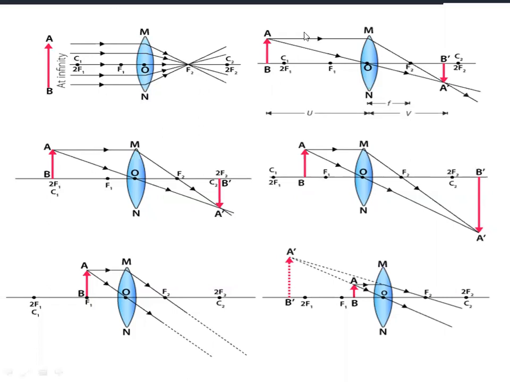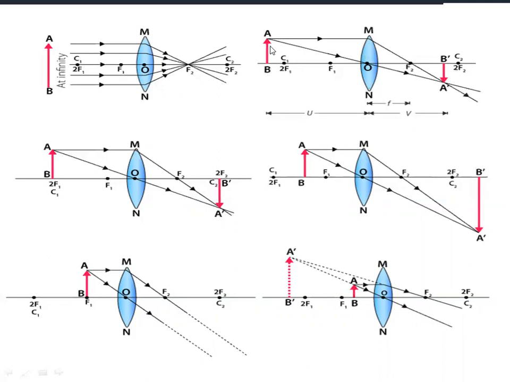In the second position, the object is kept beyond C. Here C is considered as 2F. This is focus 1, this is focus 2. This is center of curvature 1, center of curvature 2. Twice the focus is called the center of curvature. That is why it is 2F1, as written over there.